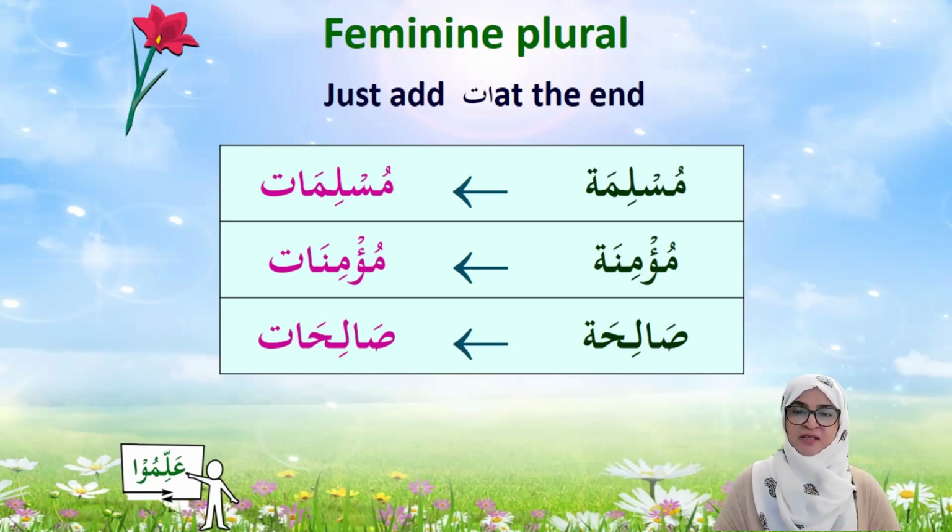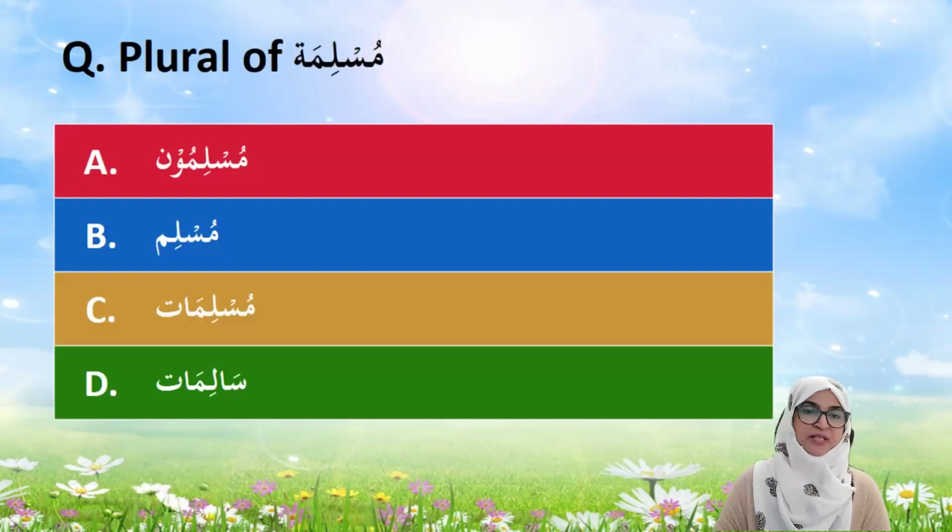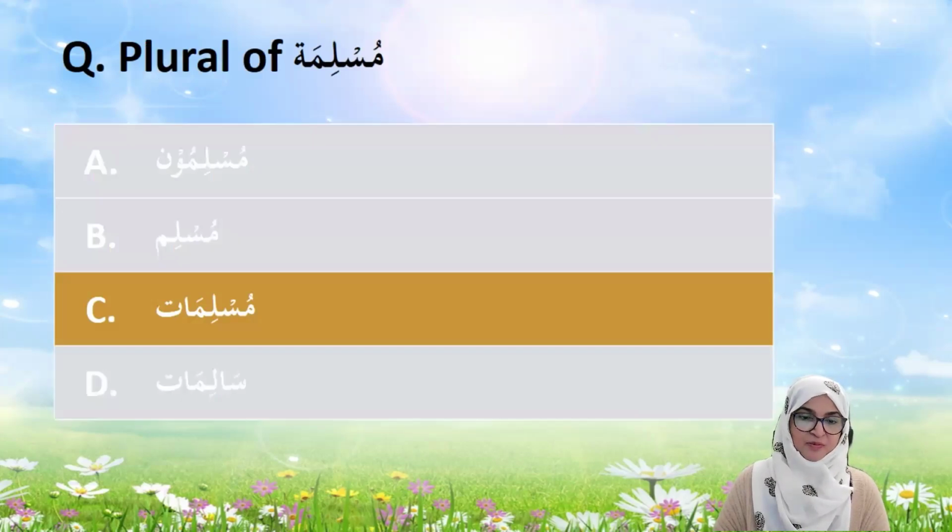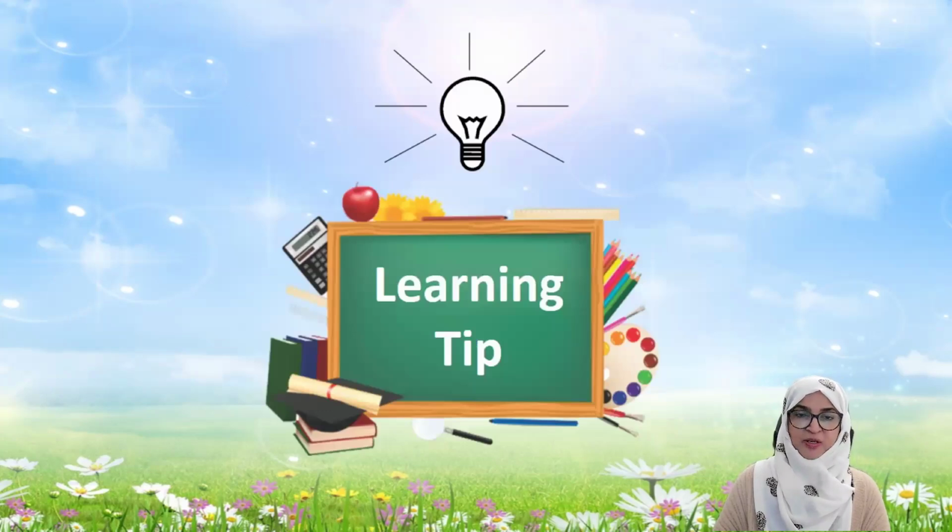Perfect. Now give me an answer. Give me the plural of Muslima. Muslimat. Yes. Mu'mina, Mu'minat. Saliha, Salihat. There you got it, just add alif and ta. Now let's do a little quiz. Plural of Muslima? C, Muslimat. Correct, C is Muslimat.